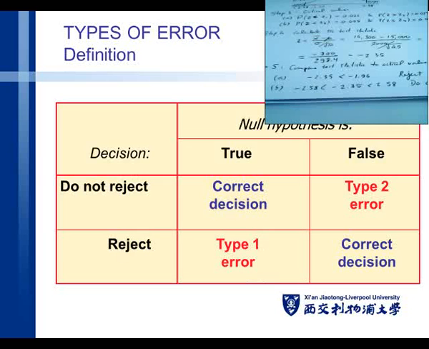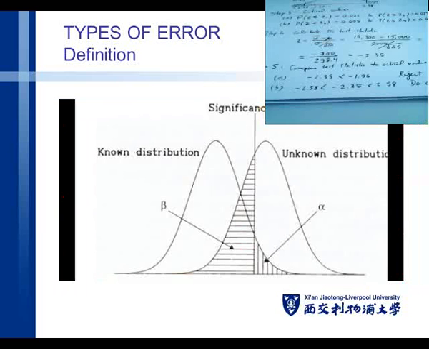And there's a relationship between the two. So, okay, this is the table stating exactly what I said. Suppose that the null hypothesis is true, and you do not reject, this is the correct decision. If you reject, you make a type 1 error. Suppose that it is false, and you do not reject, then you make a type 2 error. And if you reject when it was actually false, it is the correct decision. So the relationship between the two is like this.